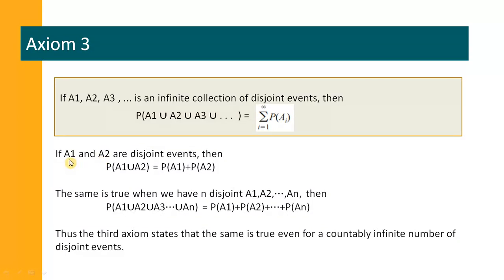So in summary, if A1 and A2 are disjoint events, then P of A1 union A2 is equal to P of A1 plus P of A2. We can say P of A1 or A2, right? The same is true when we have n disjoint events, that is A1 to AN. Then P of A1 union A2 union A3 dot dot dot up to AN is equal to P of A1 plus P of A2 plus P of A3 dot dot dot up to P of AN. The third axiom holds true even for a countably infinite number of disjoint events.